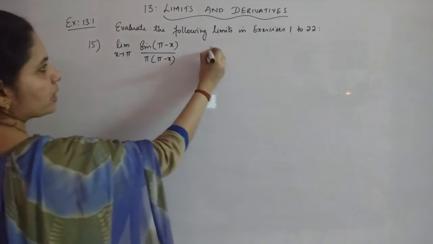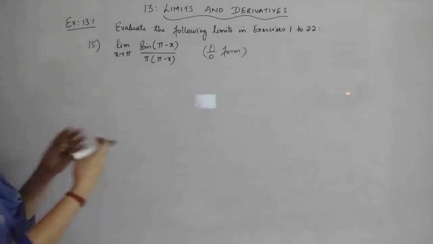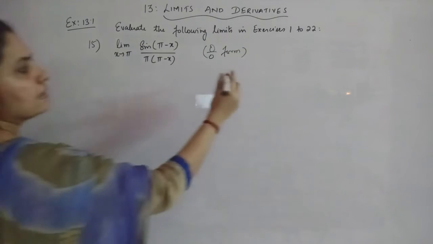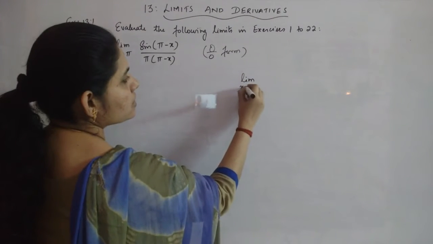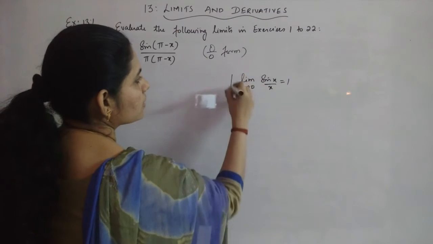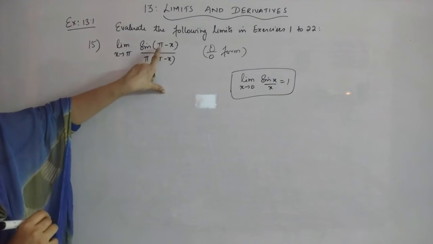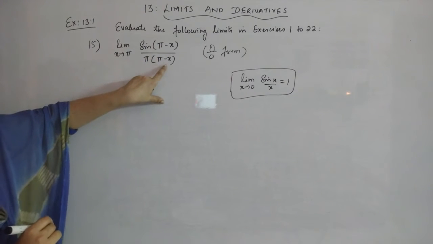So this is of 0 by 0 form, right? Now when it is 0 by 0 form, you have to replace it with something like that. We can say that you can use limit x tends to 0 of sin x by x. You know that it is 1. That means whatever you have here, that is actually here, right?